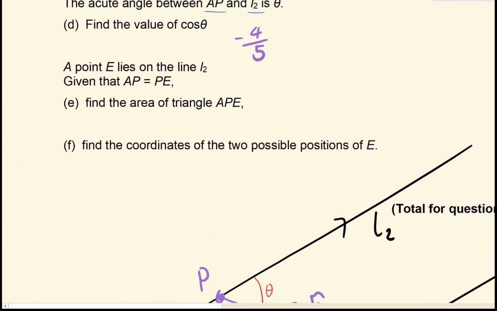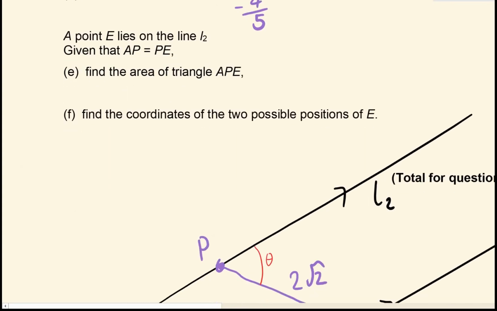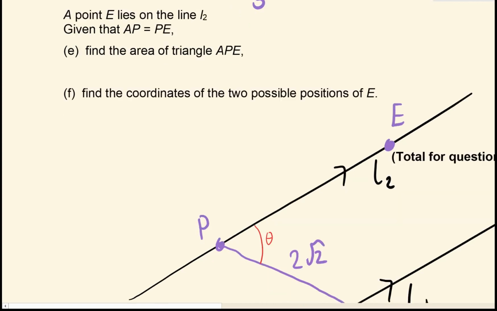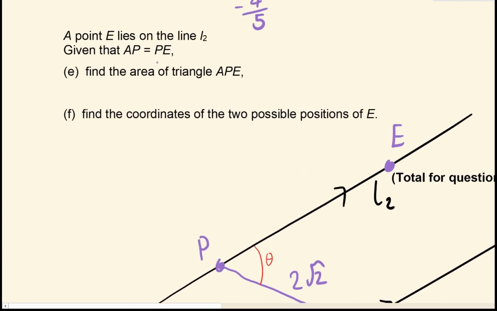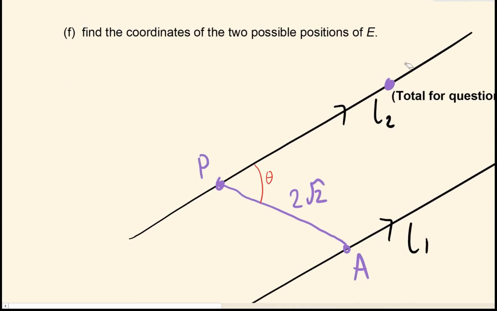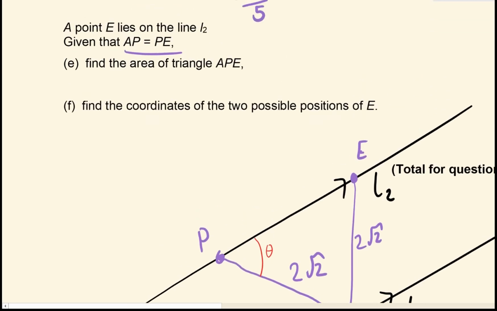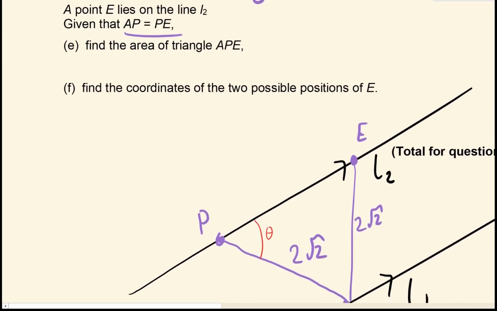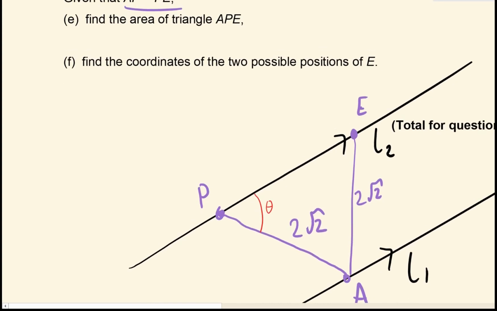Next, not too much left. We are told the point E lies on L2. So let's update our sketch with a point E. We are told that AP equals PE, so they're the same length. Let me change that then. So point E lies there. And this is the same length, so this is also going to be 2 root 2. Oh, sorry, that's not right. AP equals PE, so PE is here. That is 2 root 2, and that's from there to there.